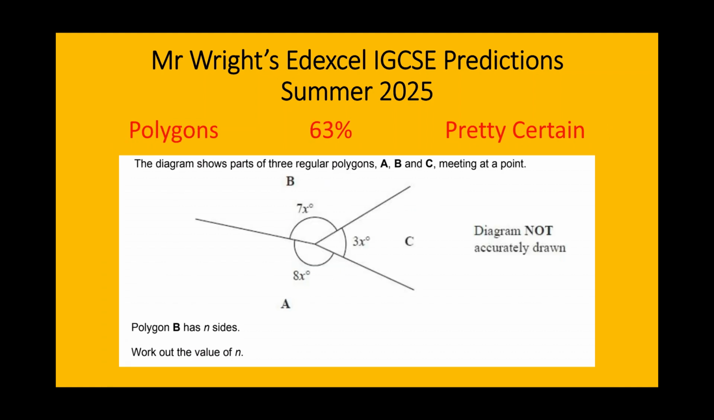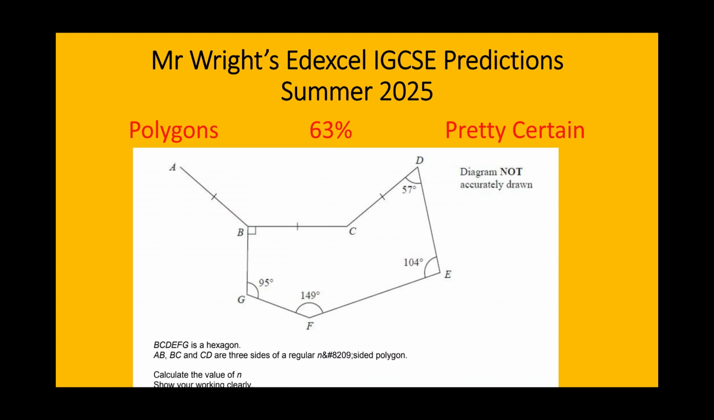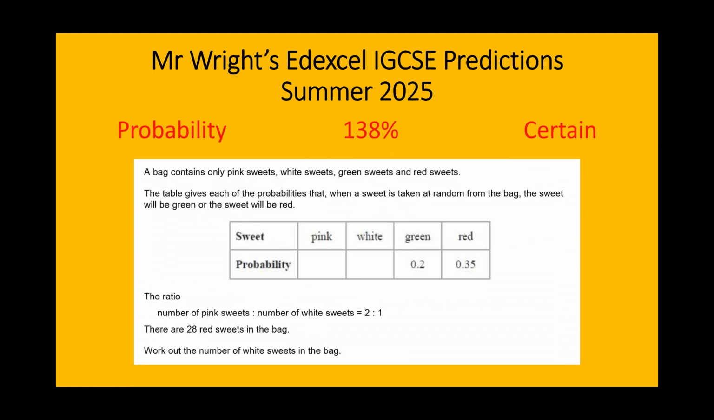Next, polygons. Polygons is pretty certain to come up. It comes up on average more than once in every pair of papers. It has a percentage of more than 50%, so I'm expecting it to come up at least once across your two papers. Here's a relatively easy polygon question, and here's a more complex polygon question. Often you need to find exterior angles or interior angles or the sum of the interior angles, and that helps you solve the problem at hand.